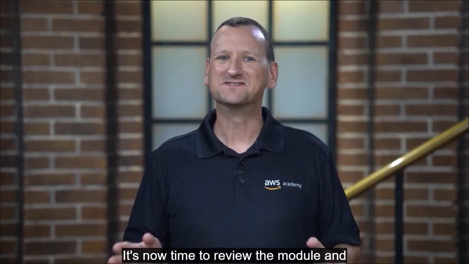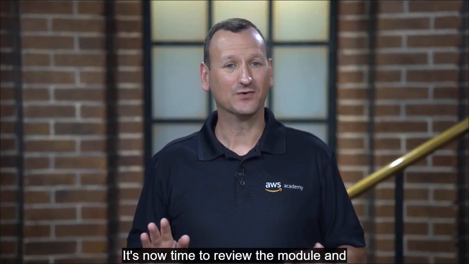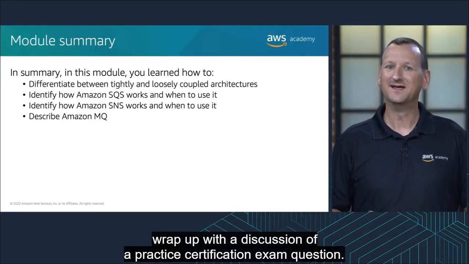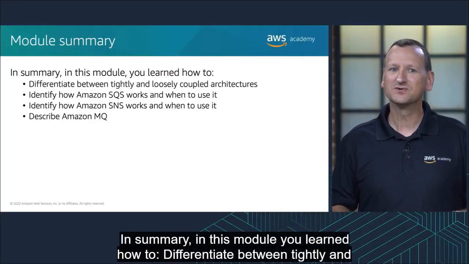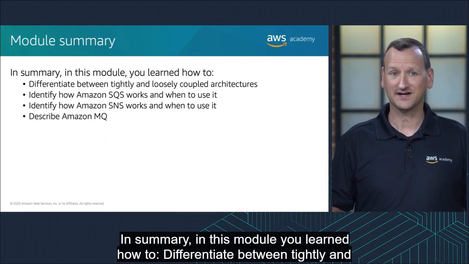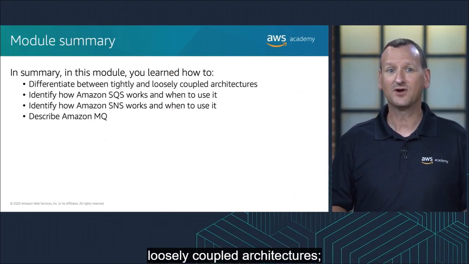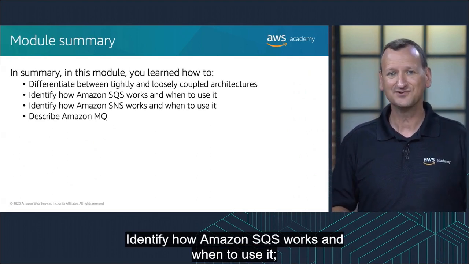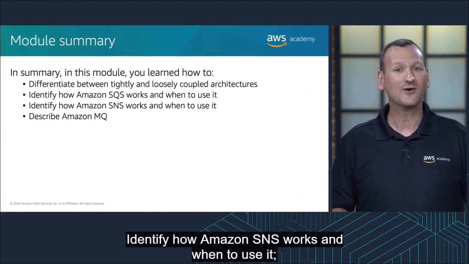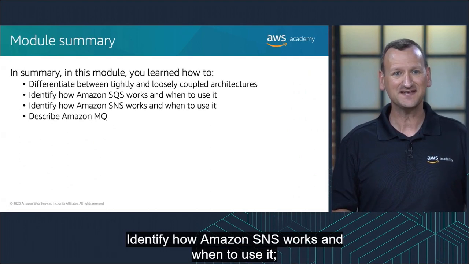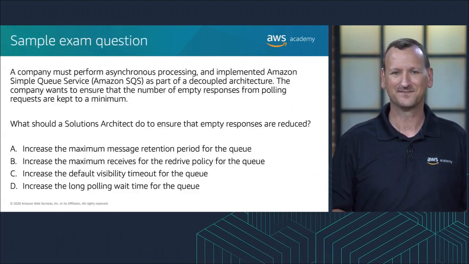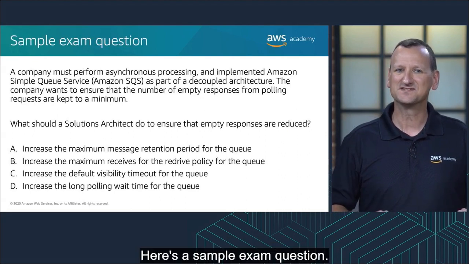Welcome back. It's now time to review the module and wrap up with a discussion of a practice certification exam question. In summary, in this module you learned how to differentiate between tightly and loosely coupled architectures, identify how Amazon SQS works and when to use it, identify how Amazon SNS works and when to use it, and finally, describe Amazon MQ. Here's a sample exam question.